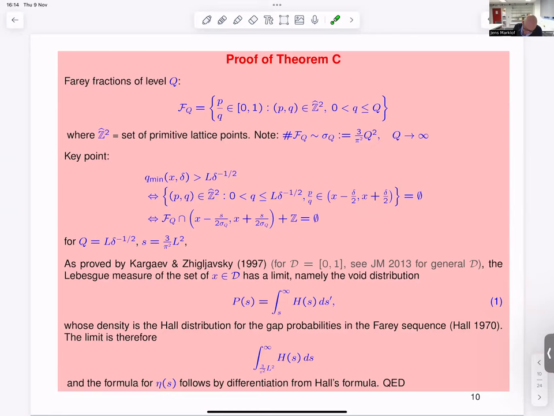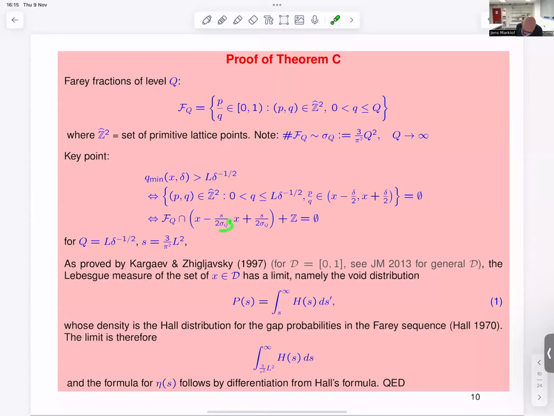Yeah, so I hope that makes sense to everyone. If I want my smallest denominator to be bigger than this quantity here, I can only have that if I don't have any denominator that's smaller, right? That's all this says. So that's the key observation to make everything work. And now that you stare at this, you can convince yourself that this condition is equivalent to the Farey fractions of level Q not intersecting this particular interval, if we choose the level to be exactly L times delta to the minus 1/2, and the length of this interval was just exactly given by delta.